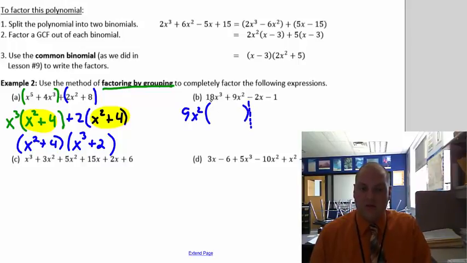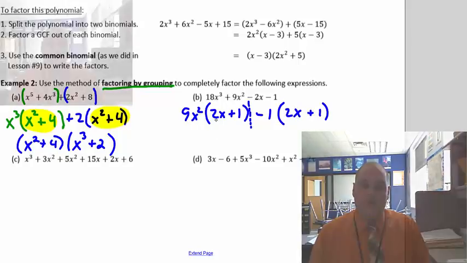All right. So what's left over? 2x and then plus 1. And then you could just check to make sure that works. Here, there's no common factor, but we want to make it look like 2x plus 1. So what we're going to do is take out a negative 1 and then say 2x plus 1. Okay, negative 1, 2x plus 1.